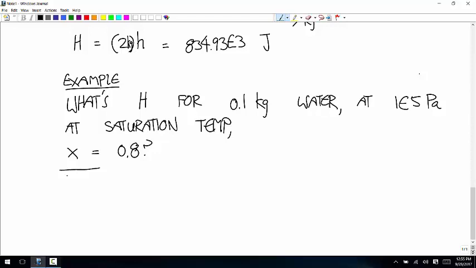Okay, what does it mean that quality is 0.8? Yeah, 20% of it is liquid, 80% is gas. So we're going to first look up the specific enthalpies for the saturated liquid and the saturated vapor, and then we're going to add up the enthalpy that's in that 20% that's water to the enthalpy that's in that 80% that's vapor.